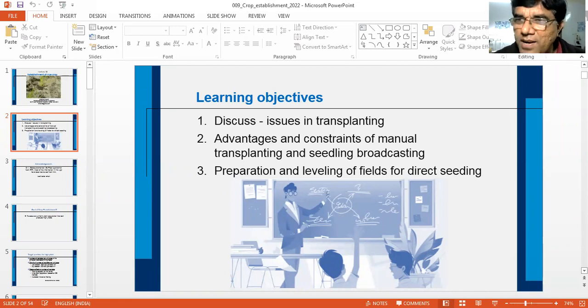It can be done on flat land. It can be done on raised beds. So that is known as bed planting. On beds, it can be done in narrow beds and broad beds. So there are so many modifications of direct seeding.